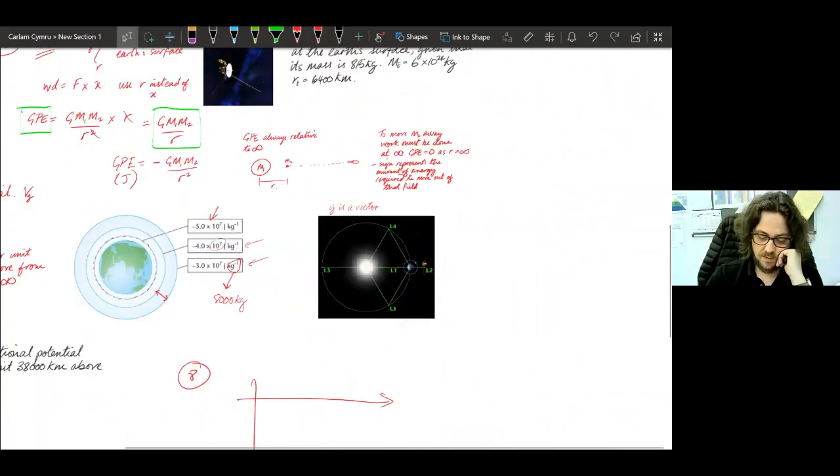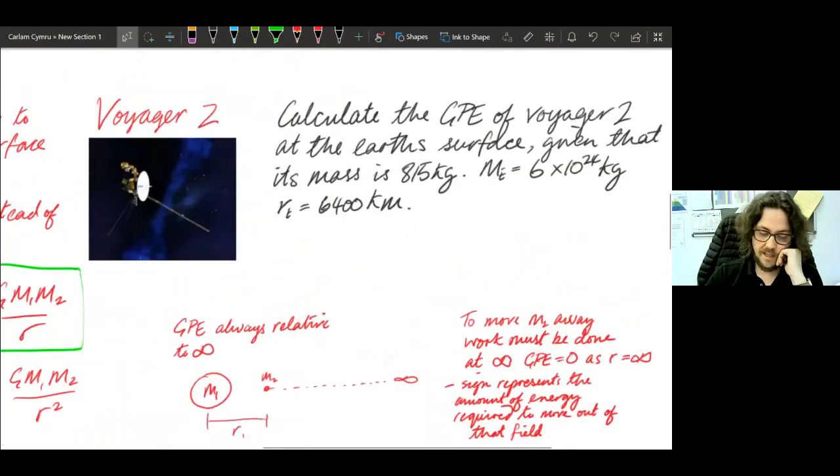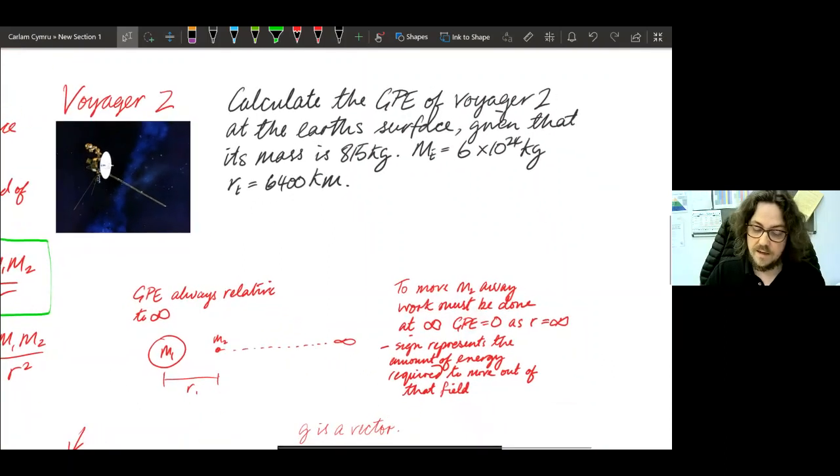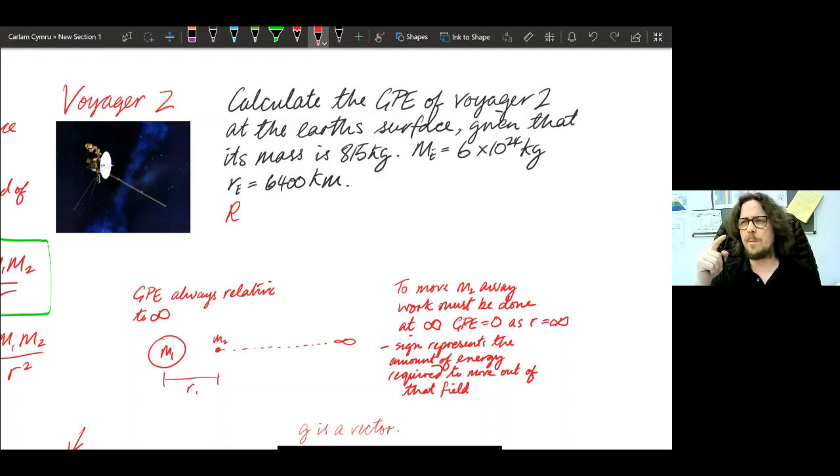Anyway, let's have a look at a couple of examples. First example: gravitational potential energy. Calculate the gravitational potential energy of Voyager 2 at the Earth's surface, given that its mass is 815 kilograms and the mass of the Earth is 6 times 10 to the 24 kilograms. The radius of the Earth, RE, is 6,400 kilometers. Sometimes this is annotated by a capital R.